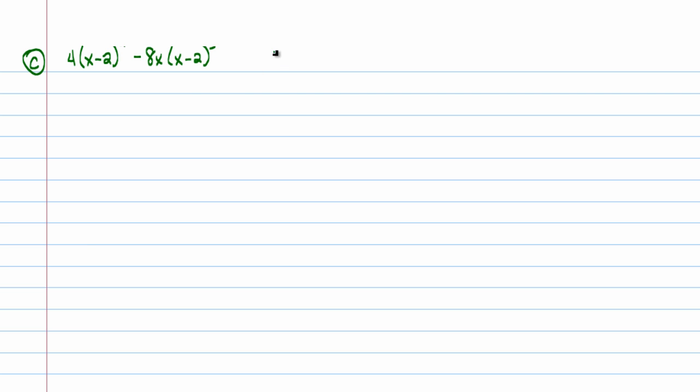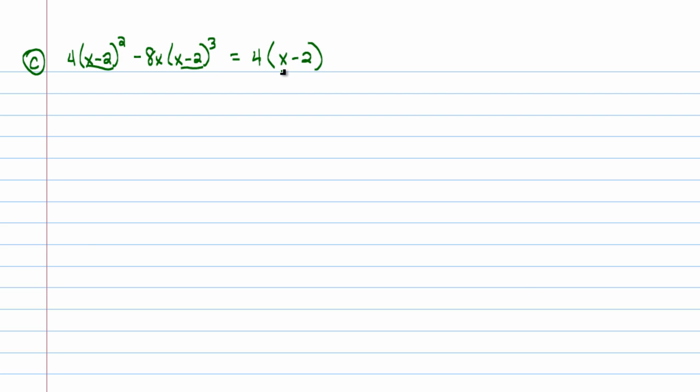So let's try something a little more advanced here. 4 times the quantity x minus 2 squared, minus 8x times the quantity x minus 2 cubed. Now these two terms have at least one thing in common. You see they both share the fact that they're divisible by 4. But they also share another picture in common. They both have this picture x minus 2 here. So I'm going to pull out an x minus 2.